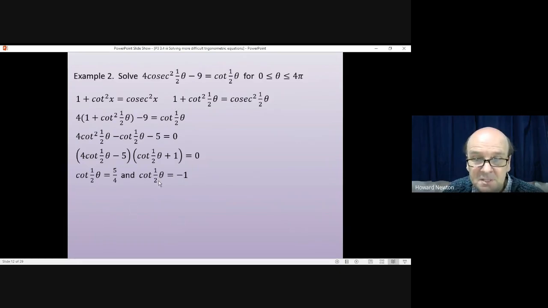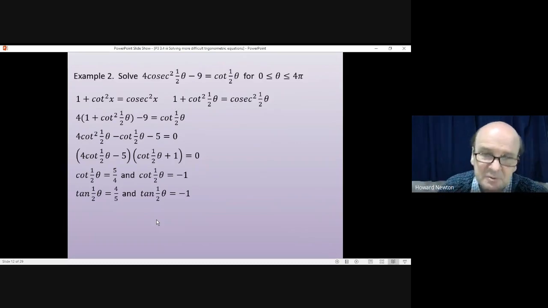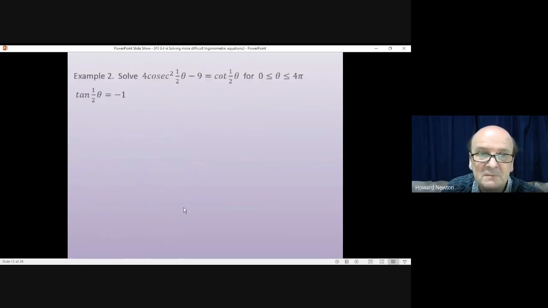This first solution, or the second solution rather, looks like the easier one. Cot a half theta equals minus 1. So I'll do the easier one first. The first thing that's helpful to do is change the cots to tans, because when we use our calculator in a minute, we can only use tan, we can't use cot. So just changing them to tans means doing 1 over. 1 over cot is tan, so 1 over 5 over 4 is 4/5. The fraction just turns upside down. And tangent of a half theta, well, 1 divided by minus 1 is just minus 1, so it doesn't change at all. And as I said, we'll look at this tan half theta equals minus 1 first of all.